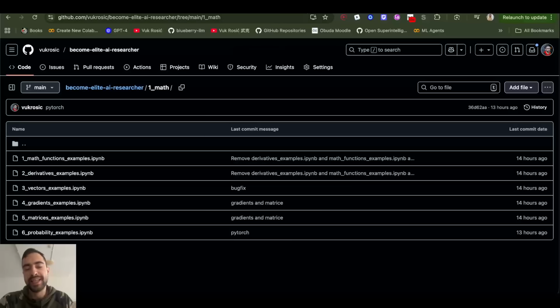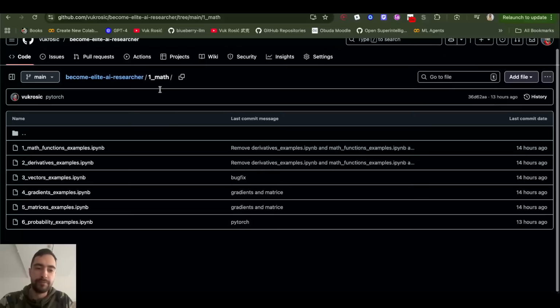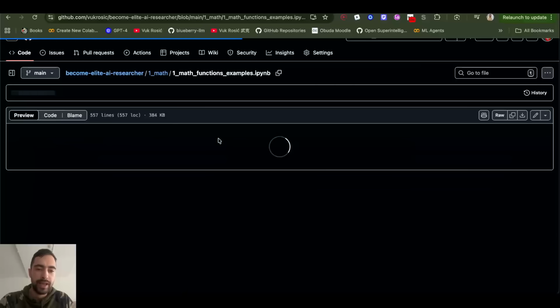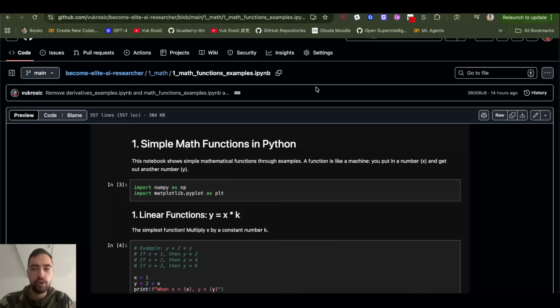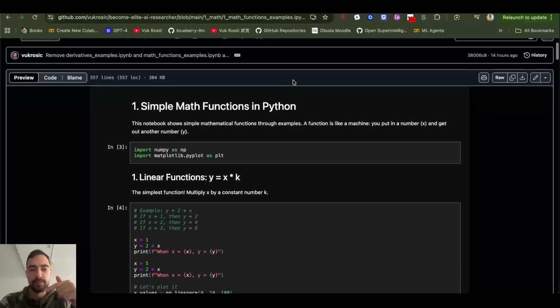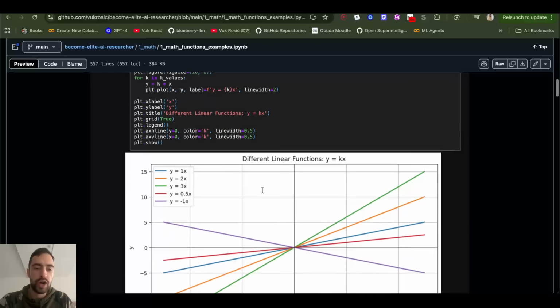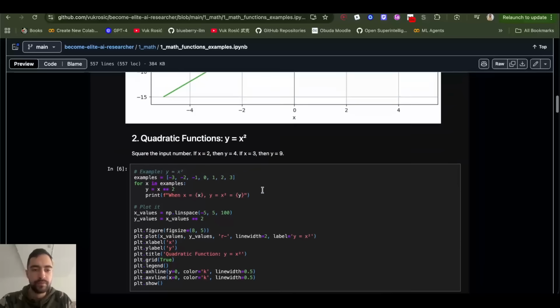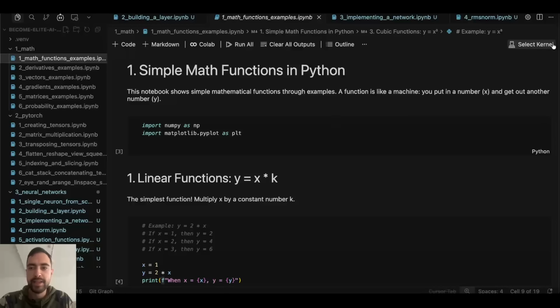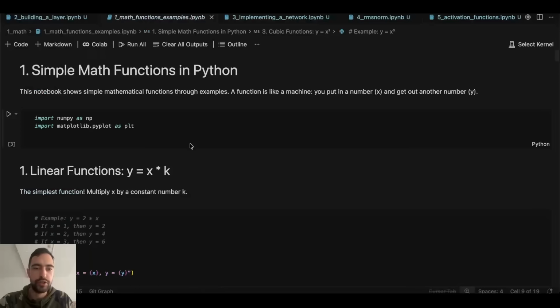Now on my GitHub repository, in the math folder, I want you to open this first Jupyter notebook. You can copy this and open it in Google Colab. As I explained, you can ask ChatGPT how to do it, or open it locally, or however you want to open this. And then I have it here on my local, and we're gonna go through this.